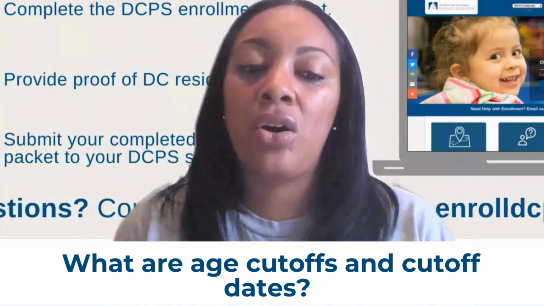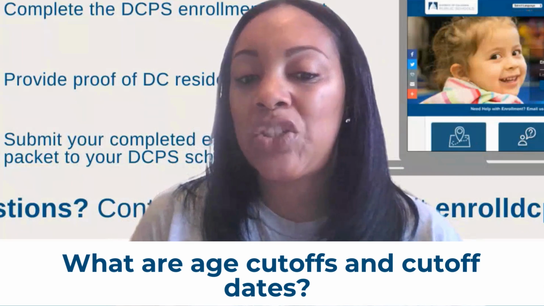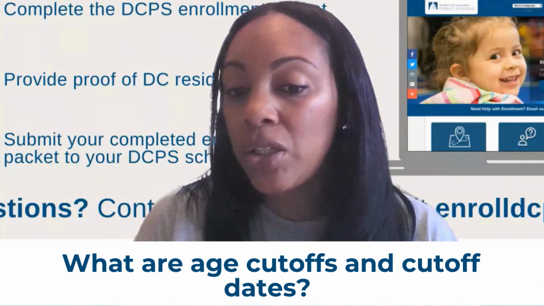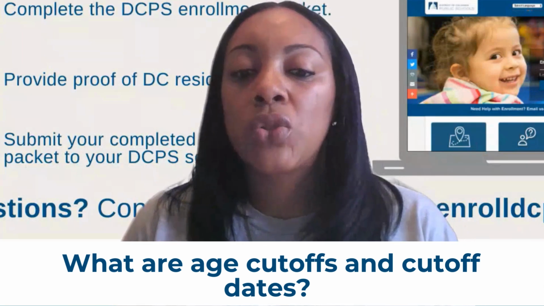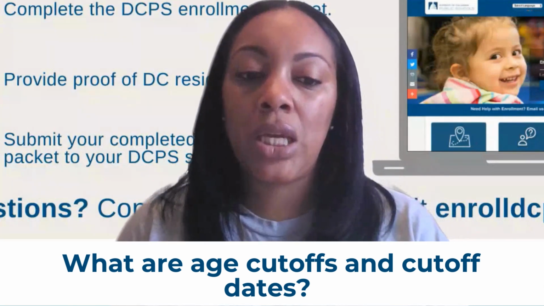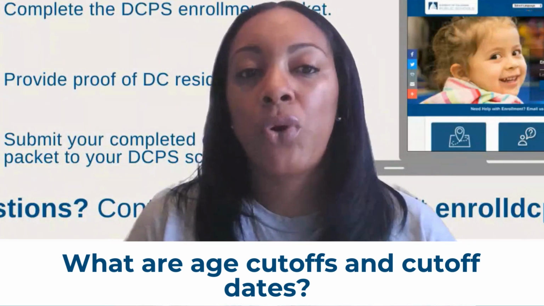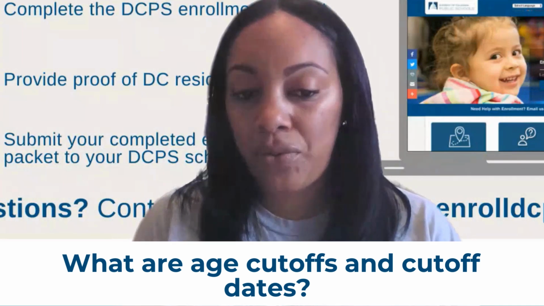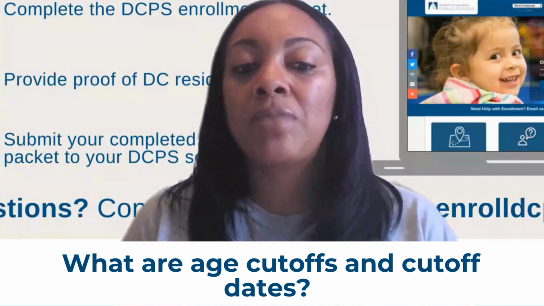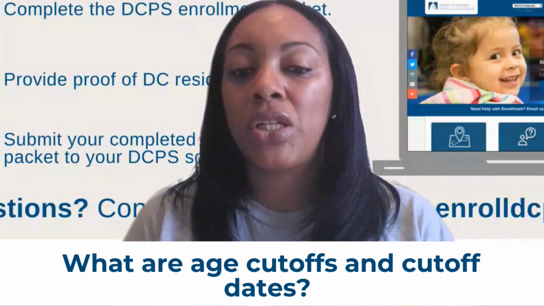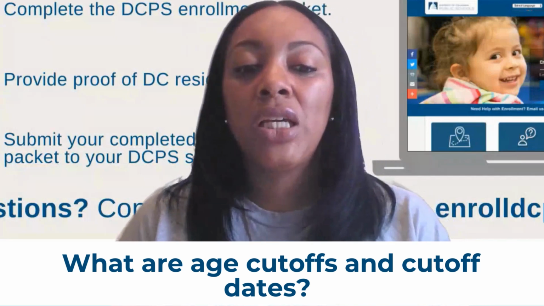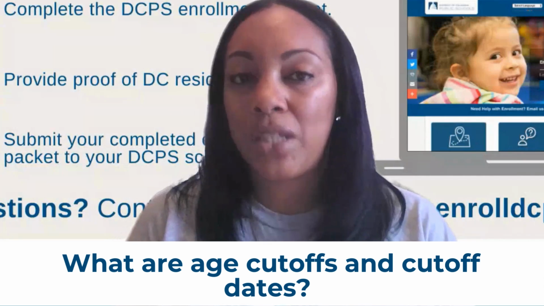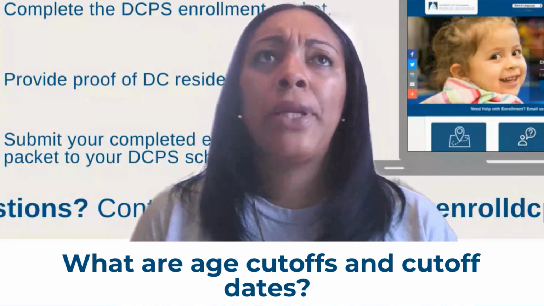So age cutoff is the age a student needs to be to attend a particular grade by the school year to which they are applying. For all schools participating in MySchoolDC, for school year 24-25, applicants for pre-K 3 must be 3 years old by September 30th, 2024. For pre-K 4, they must be 4 years old by September 30th, 2024. And for kindergarten, they must be 5 years old by September 30th, 2024.